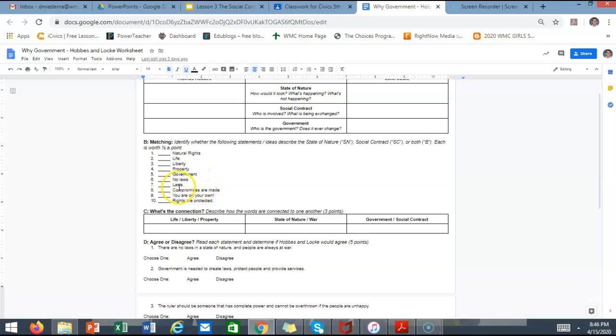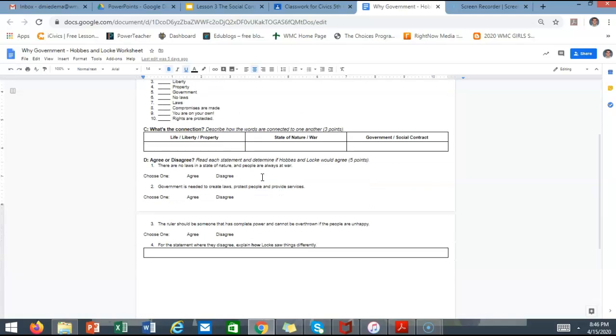5, government. 7, laws. 8, compromises are made. And 10, rights are protected. All belong to the social contract idea. So the first 4 are B, 5 is SC, 6 is SN, 7 and 8 are social contract, 9 is state of nature, and 10 is social contract. 4 of both, 4 of the social contract. The only 2 of the state of nature are number 9 and then number 6.